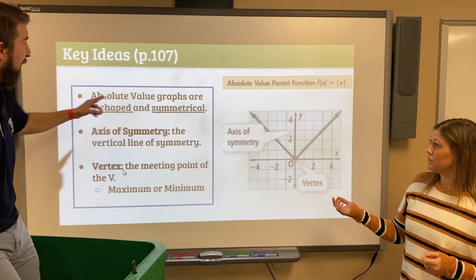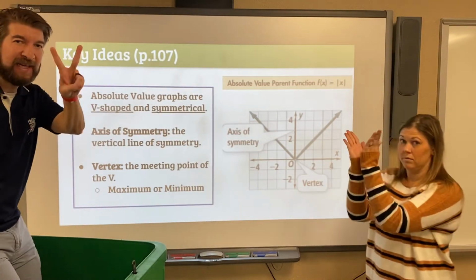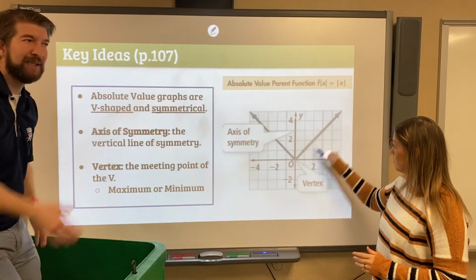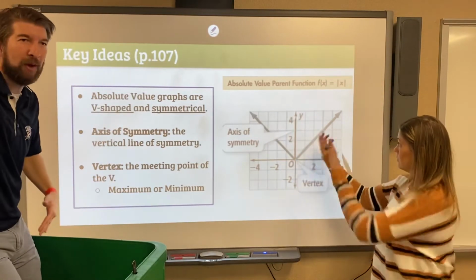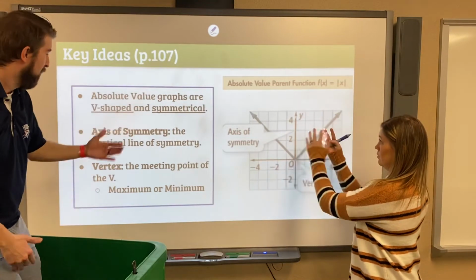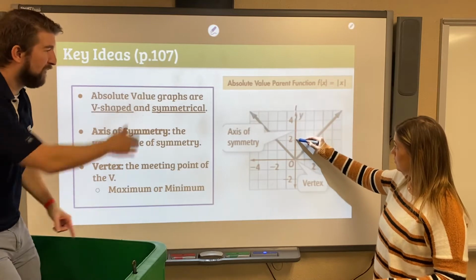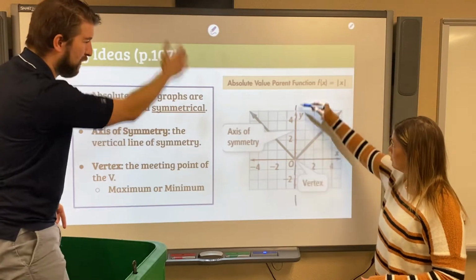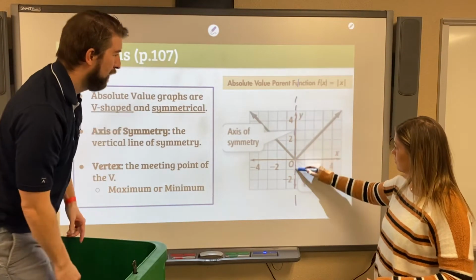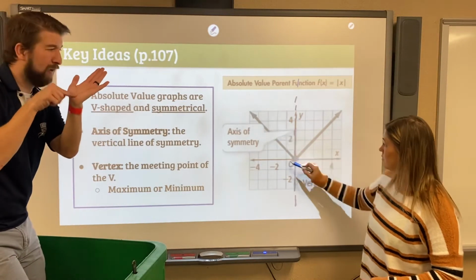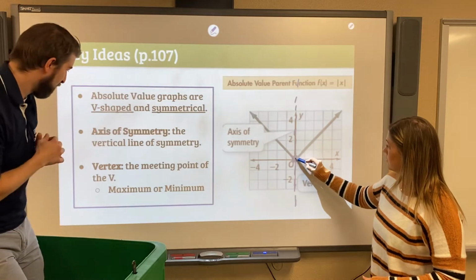So, absolute value graphs are V-shaped, all right? And they are symmetrical. Symmetrical means it looks the same on the right side and left side. The axis of symmetry is the vertical line of symmetry that goes right through the vertex, okay? And then the vertex is the meeting point of the V. So where the V meets, that big blue dot.